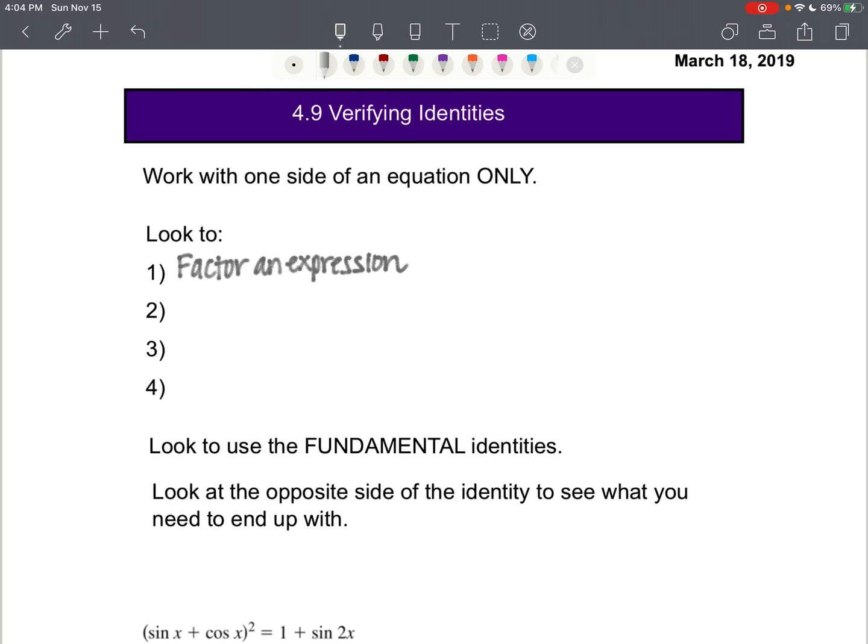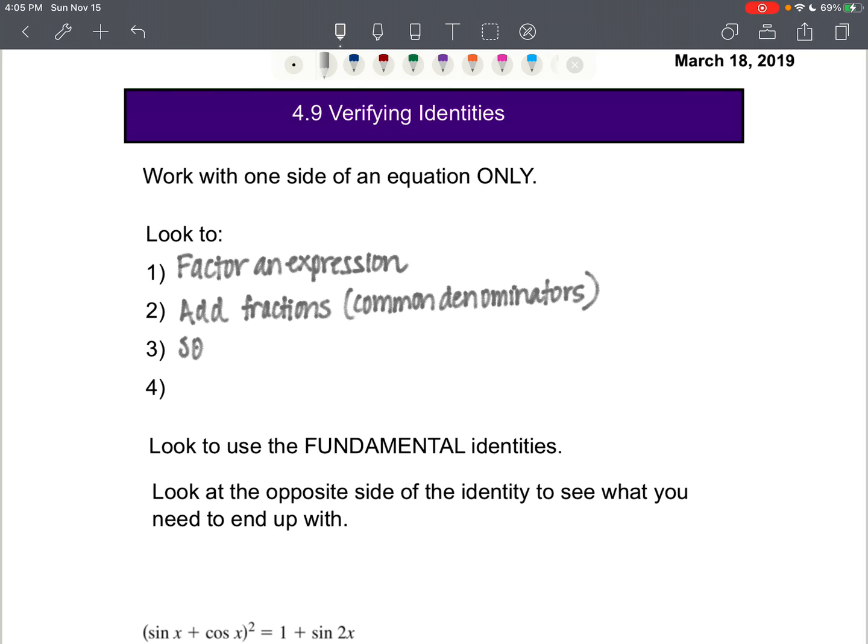Another thing to do is look to add or subtract fractions. So when you can add fractions, look for common denominators. What you're doing is you're taking two terms and you're combining them to be one term, which can help you attain your goal.